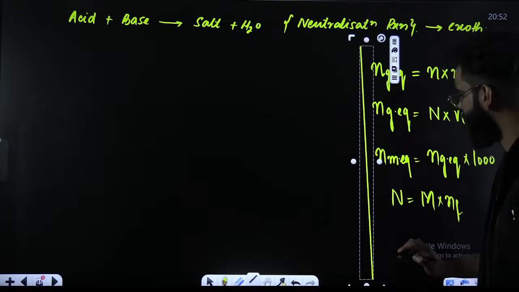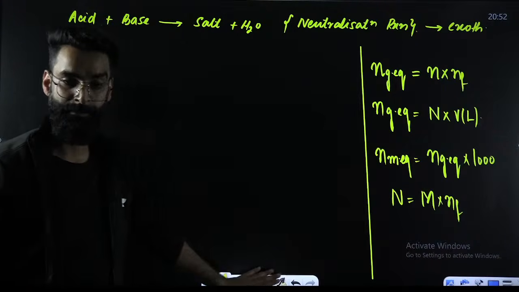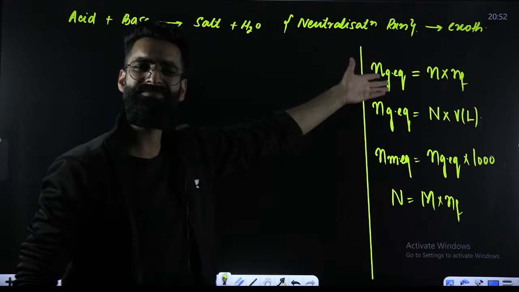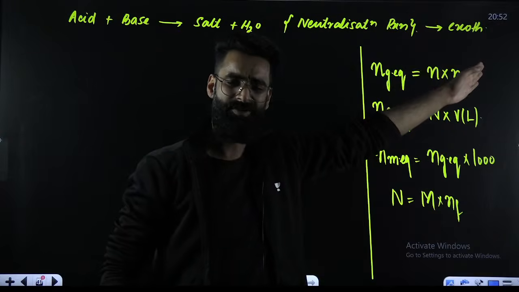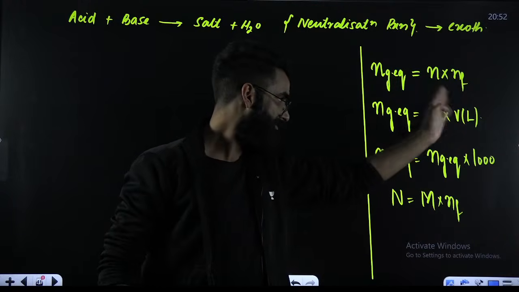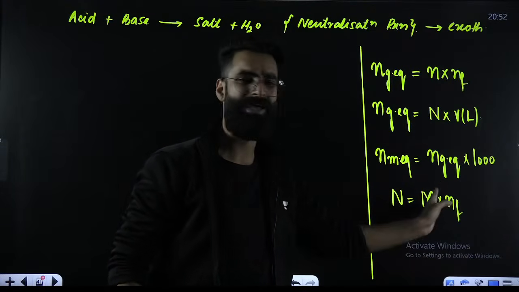Just remember these results. Why do you need to remember these results? There's a logic behind that which you'll get in some time. First, remember these results. The number of gram equivalents of any substance is always equal to its moles multiplied by its N factor. Similarly, normality multiplied by volume in liters. Milli equivalence is gram equivalence multiplied by 1000. Normality is molarity multiplied by N factor.